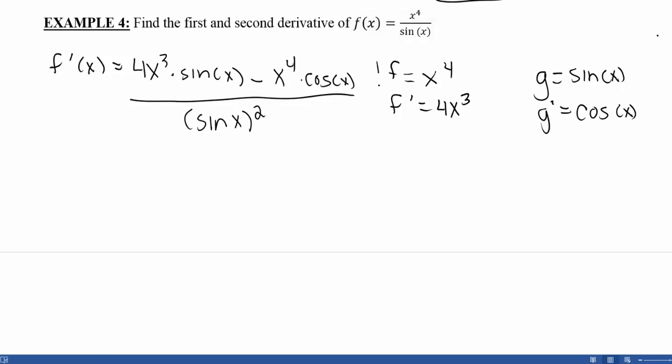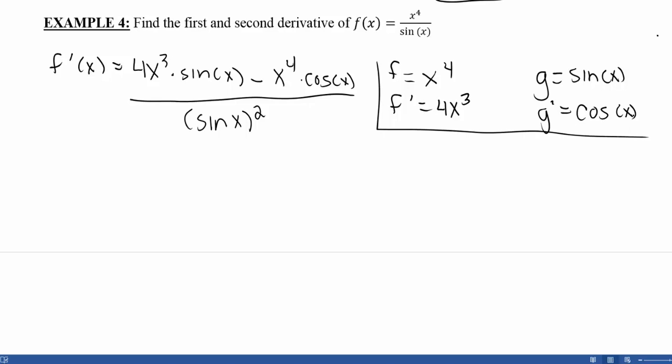I was able to easily find the derivatives I needed and plug them into the formula. However, looking at this, you might start to get a sense that the second derivative is going to be a little more complicated. So again, I need to take the derivative of the first derivative.